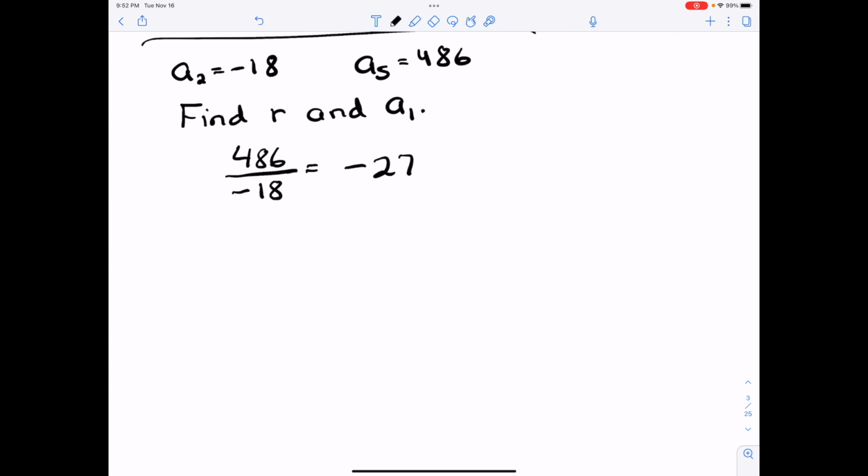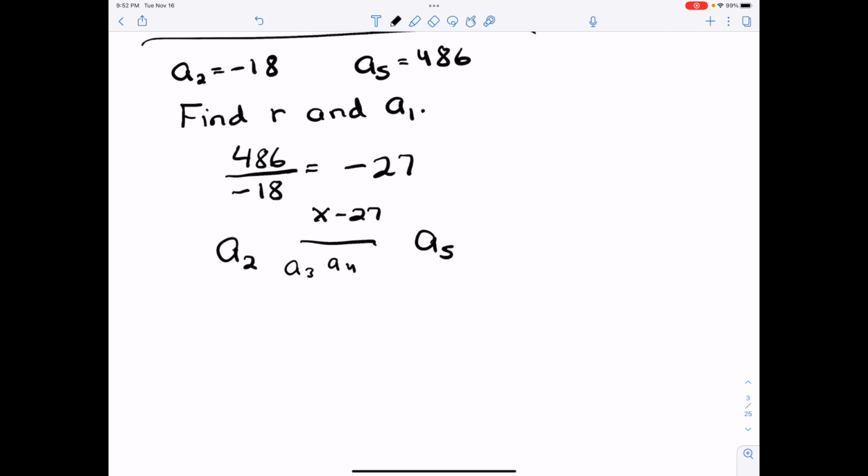So essentially, to get from negative 18 to 486, I have to multiply by negative 27. Because if you do negative 18 times negative 27, you get 486. But there's a lot going on in between with a sub 3 and a sub 4. So there's actually 3 multiplications that would have to happen to get from a sub 2 to a sub 5. There's a multiplication from a sub 2 to a sub 3, from a sub 3 to a sub 4, from a sub 4 to a sub 5.